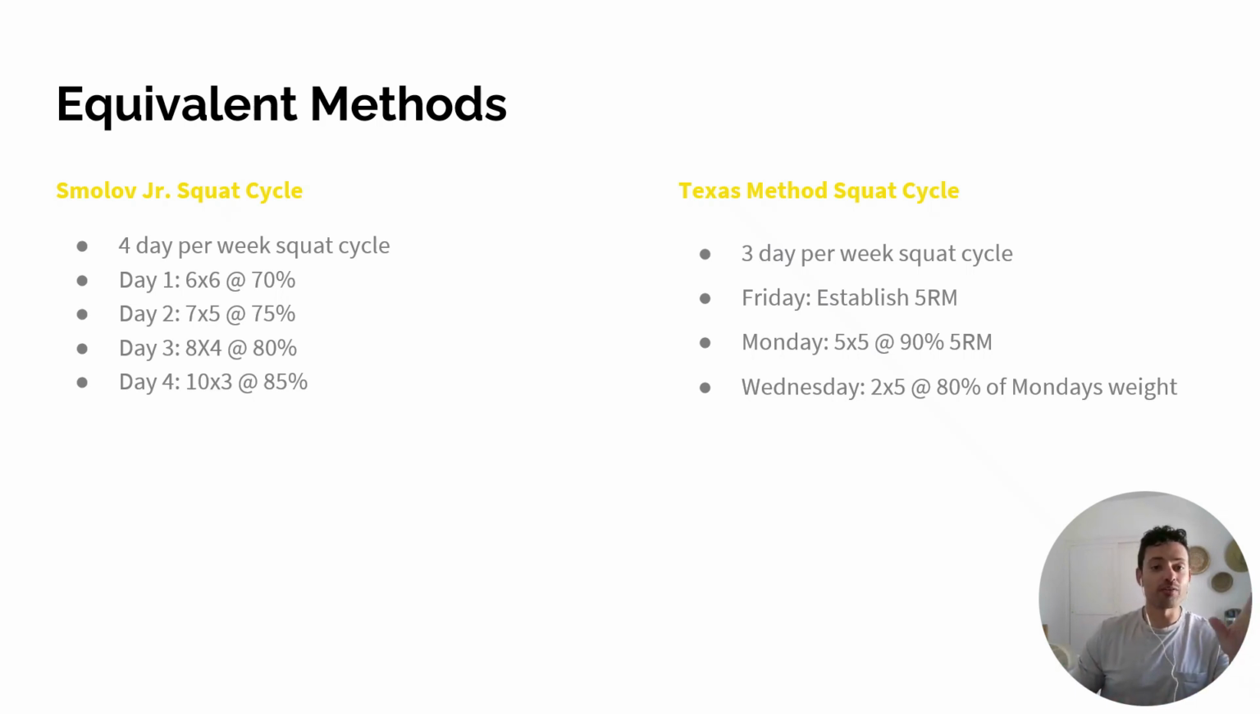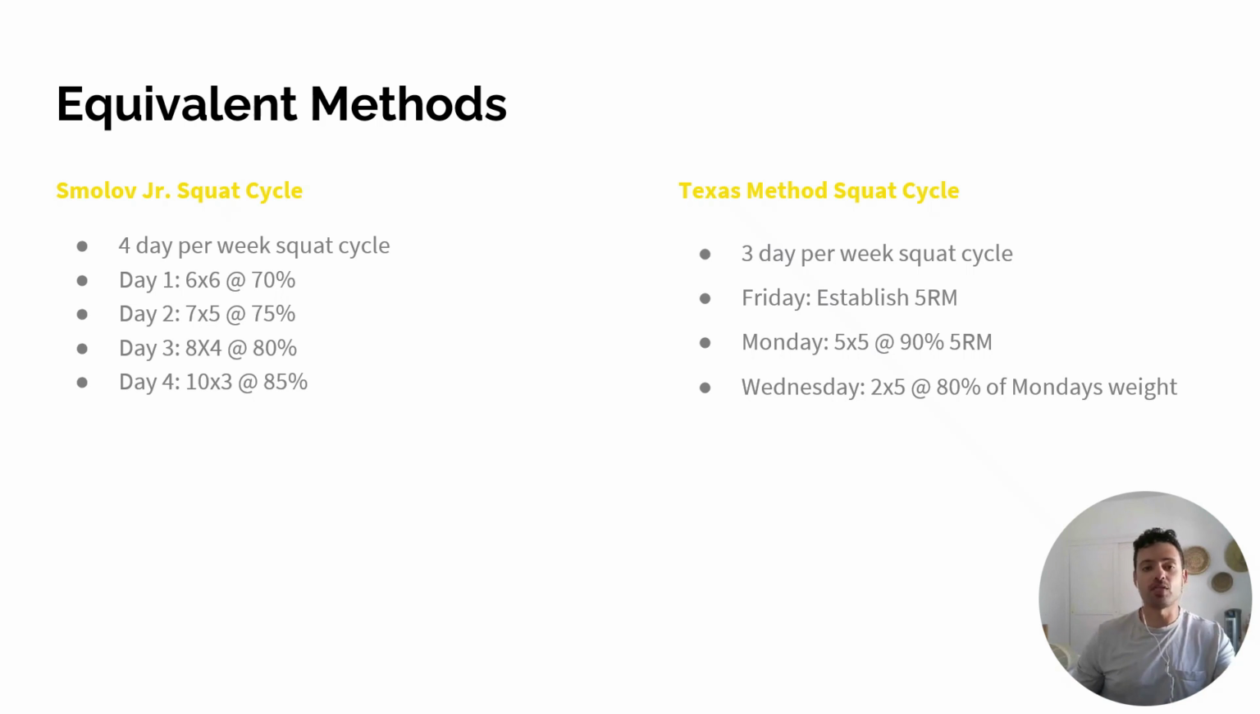So, both Smolov Jr. and the Texas Method are high volume squat programs targeted towards intermediate to advanced lifters who are facing a plateau in their squat strength, right? Both have elements of linear progression, right? So the goal is to add weight each week, and aspects of auto-regulation, right? Smolov Jr. allows you to choose the amount of weight you add each week. So, 2.5 to 10 or whatever pounds you feel based on performance.